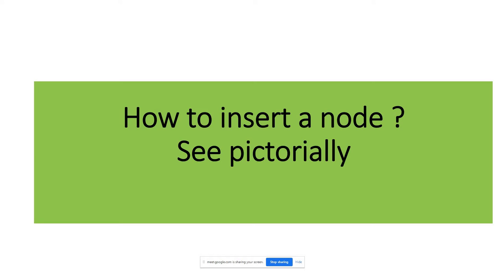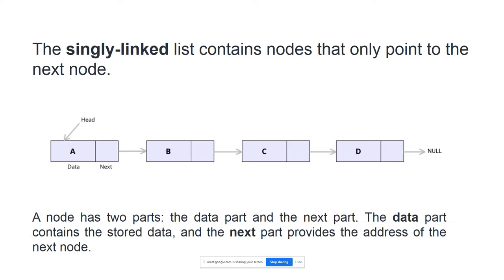Today's video is going to be on how to insert a node. I am going to explain it very clearly in a pictorial manner. See, the singly linked list, as you all know, is a connection of memory units where A, B, C, D represent the data, and they are kept in different memory locations. They are linked from A to B, B to C, C to D, and everything ends with a null.